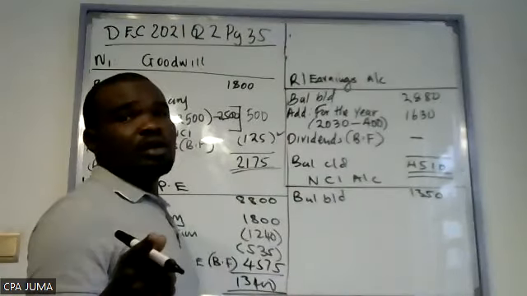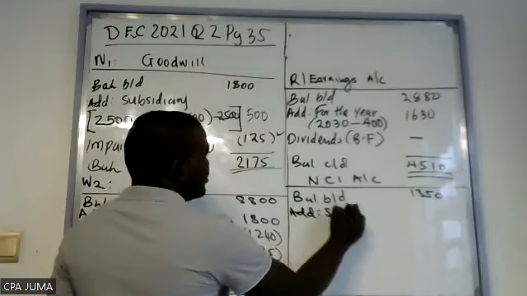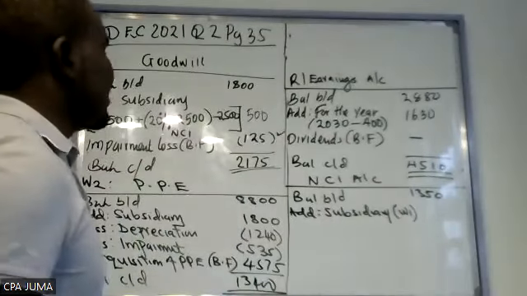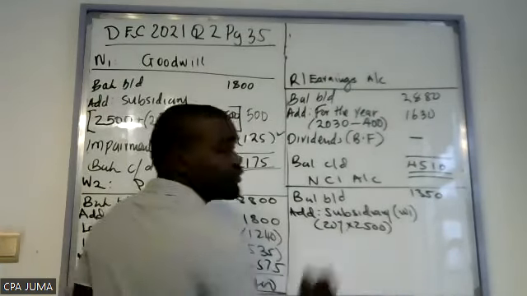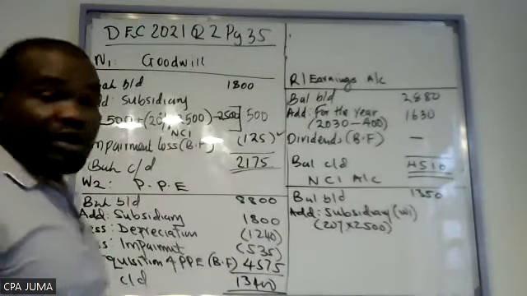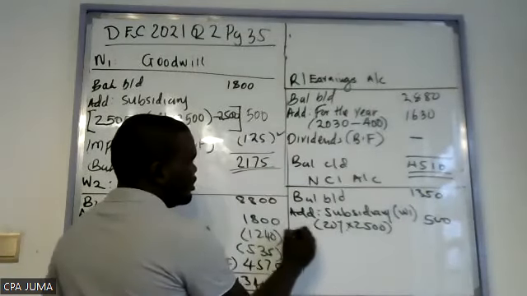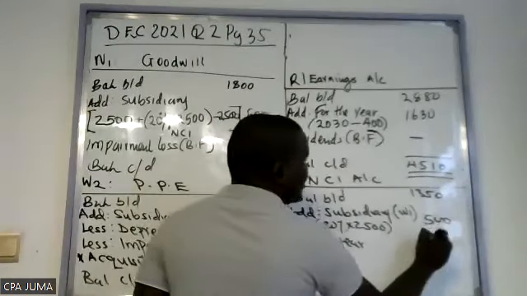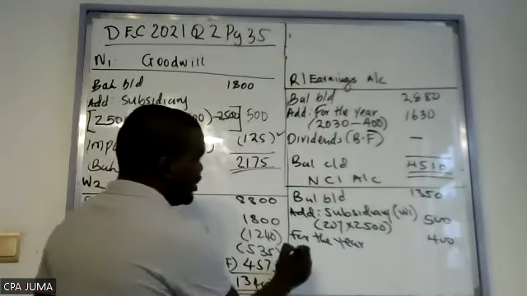Then there is the subsidiary. A subsidiary has been acquired. In the subsidiary, check working one. Minority in the subsidiary were entitled to 20% of the 25, which gave us 500. So they got 500. Then for the year, minority got 400, as we saw here. So the balancing figure will be dividends.